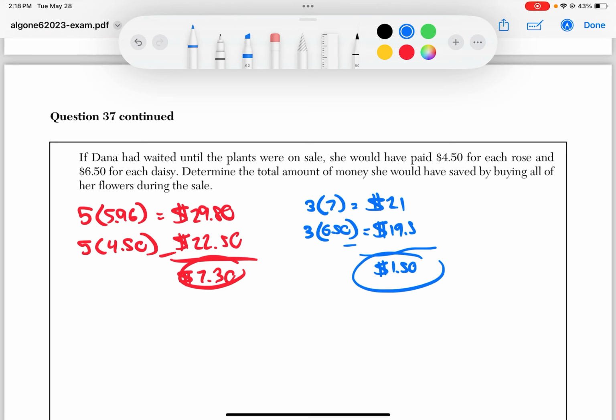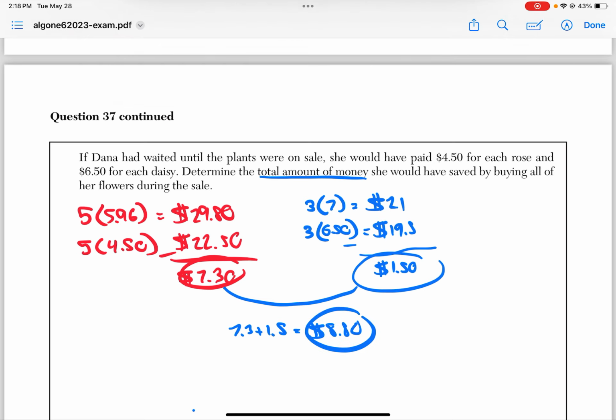I want the total amount saved, so these two combined together. She would have saved $8.80 total during the whole sale.